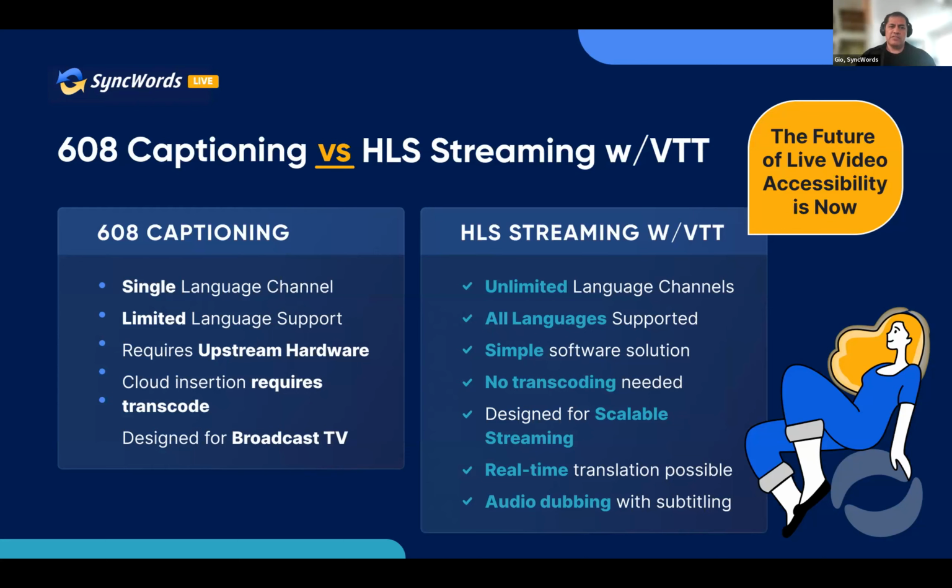First of all, 608 captioning, single language channel. For broadcast, yes, you can put 4 channels, but no one uses that. You can have 2 channels sometimes, but for live streaming, these players are going to render channel number 1. So you're limited to 1 language for live streaming with 608.